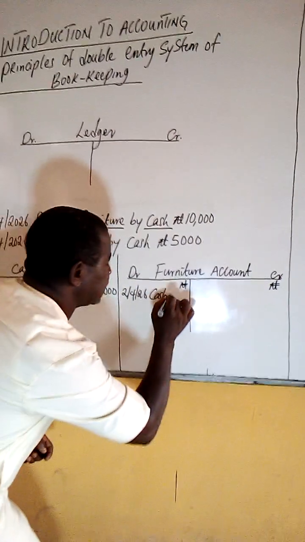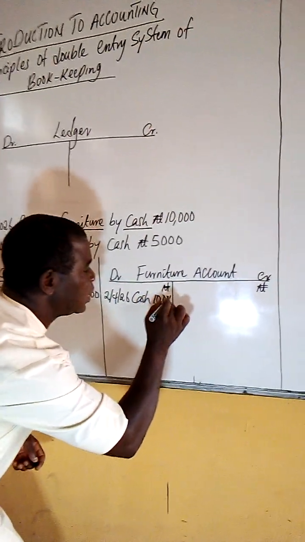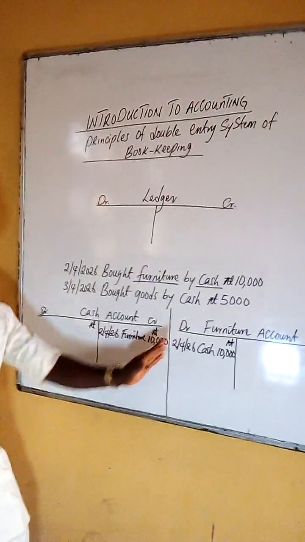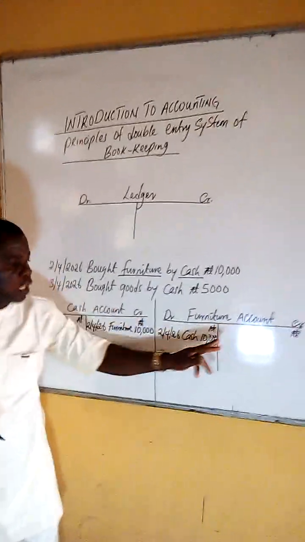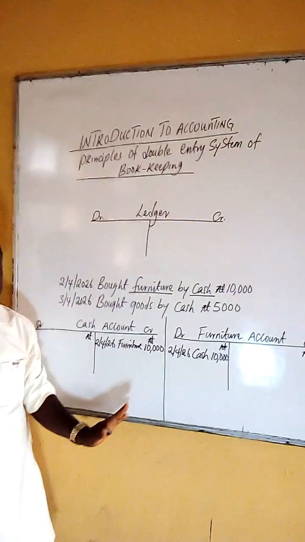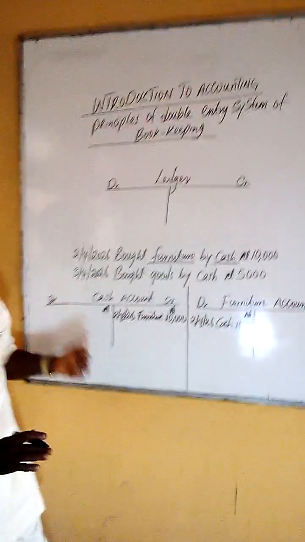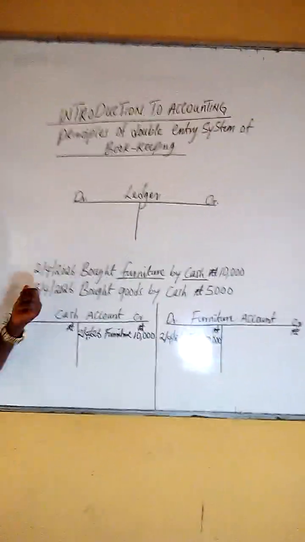And how much is that? It's 10,000. In this case, you understand that the giver account, which is cash, is credited, and the receiver account, which is furniture, is debited. Just like that. If you are able to understand that, in every transaction you reason in that direction. Let's look at the second transaction using the principle.